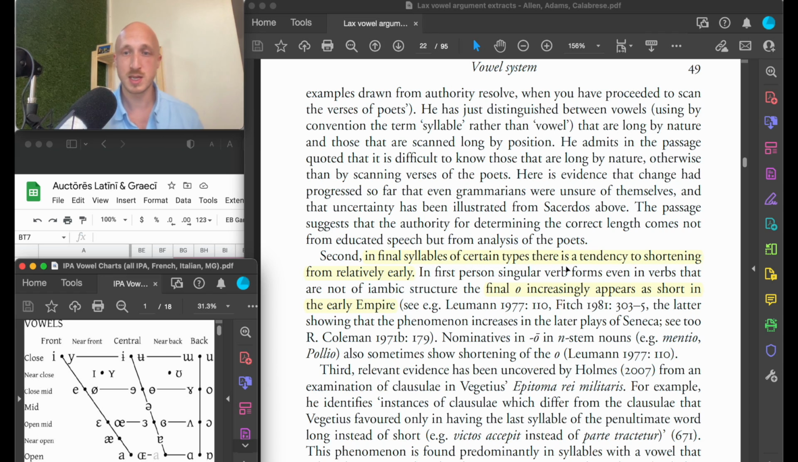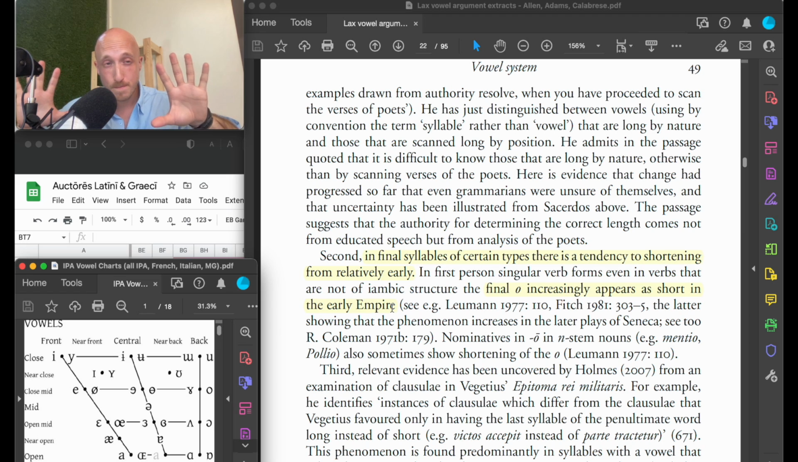In final syllables of certain types, there's a tendency to shortening from relatively early. For example, final O increasingly appears as short in the early empire. I could try to quote something by Martial, but Martial is a great example because we see this more and more in Martial, Juvenal, that final O, also final E. Now in classical Latin, they're always long. There are few words that are used so often, like ego, shortened to ego, tibi, shortened to tibi, and so forth, that one can actually make them short or make them long in classical Latin literature, and the shortening from O to O is a characteristic of the early empire.